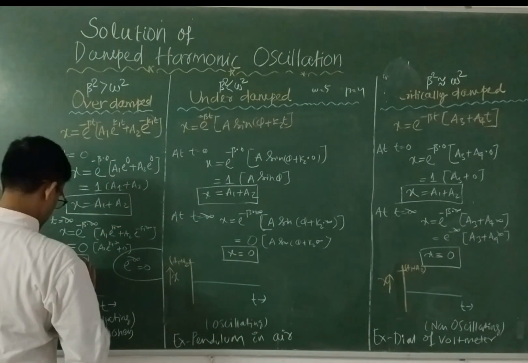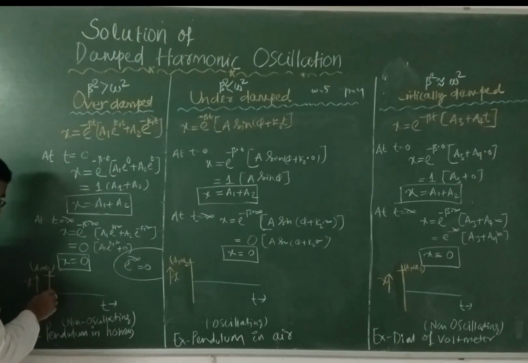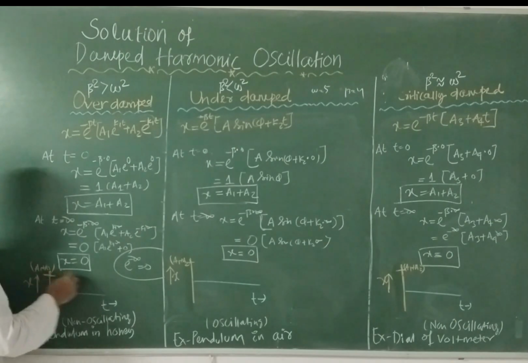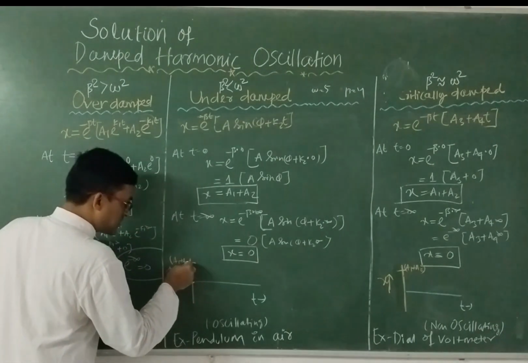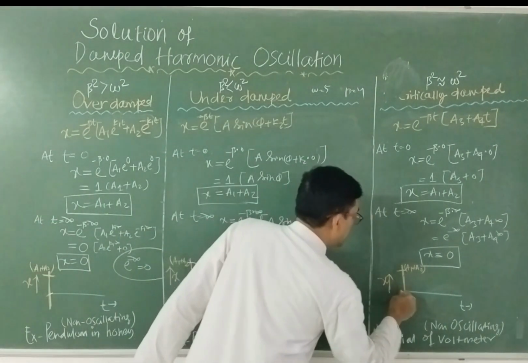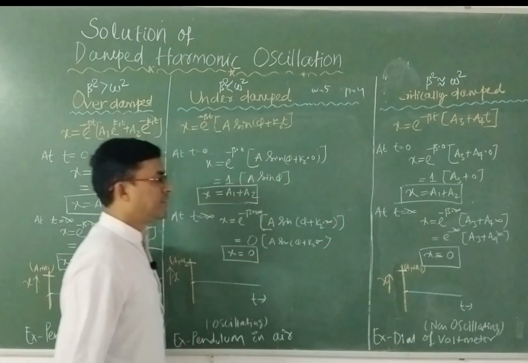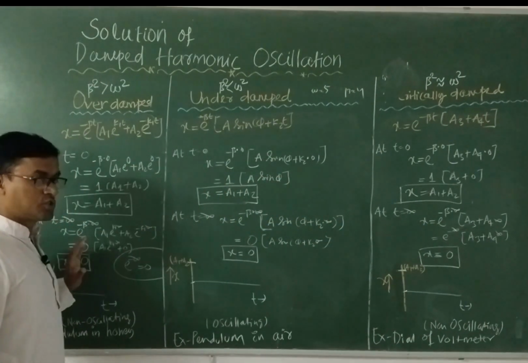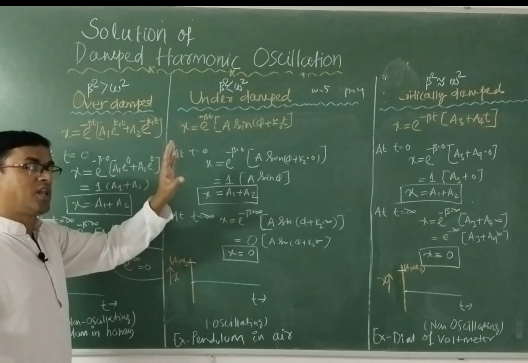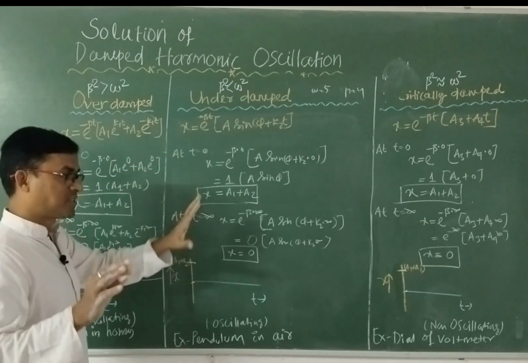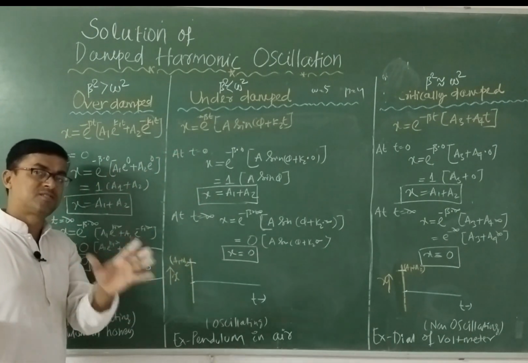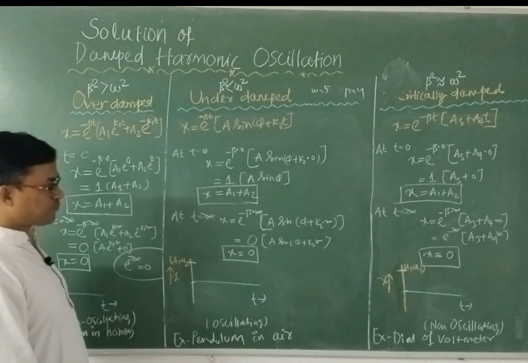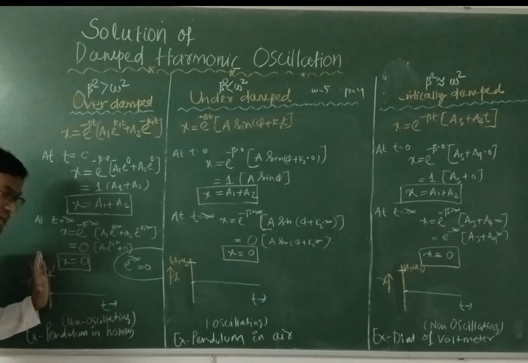So in my graph, at t equal to 0, this is a1 plus a2, for all three. That means at t equal to 0, whatever the oscillation, it will start from the maximum amplitude, the maximum displacement, which is a1 plus a2. This is t equal to 0.